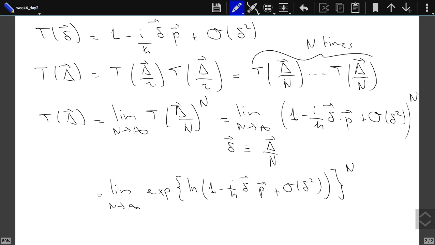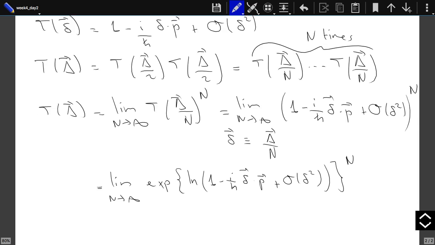Well, now there is one problem though. I mean, these are not numbers, these are operators. And whenever you have functions of operators, we will always interpret them in terms of their Taylor series. So the logarithm has a Taylor series, exponential has a Taylor series. So these are in fact Taylor series. Now let me write it explicitly.